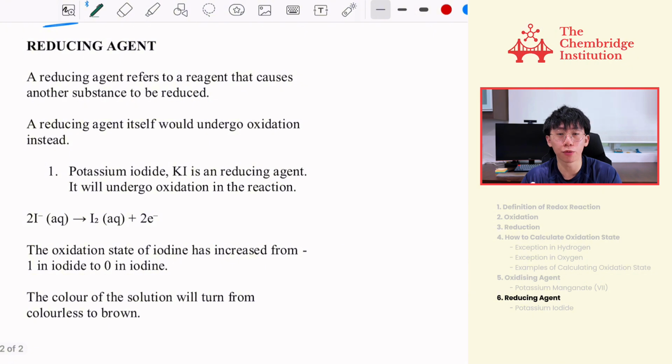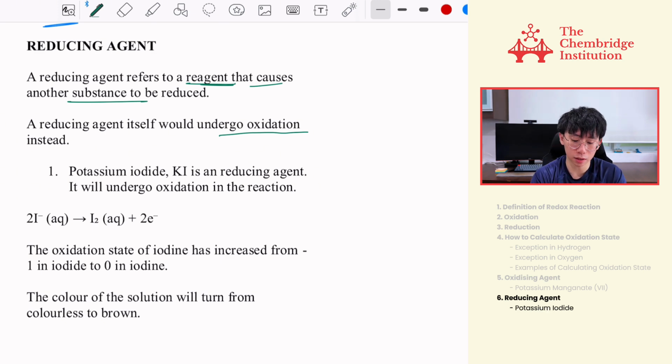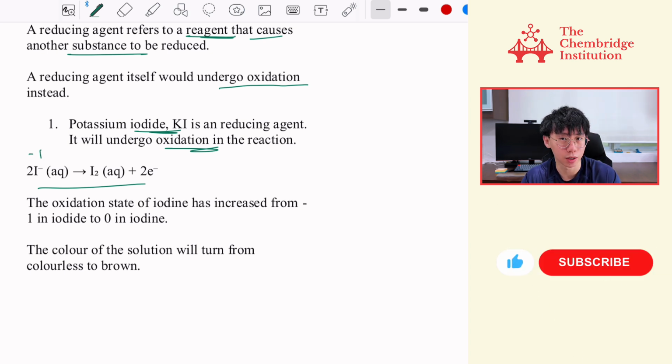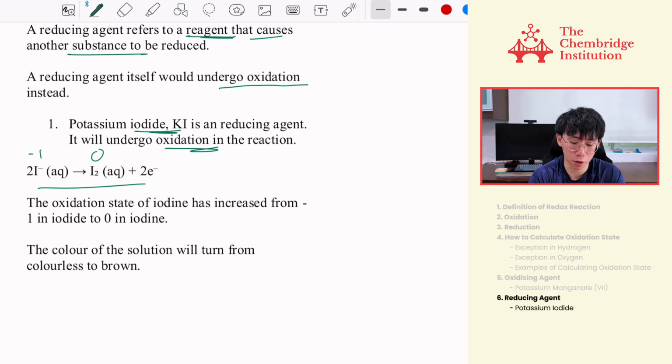Then we can talk about our reducing agents. Reducing agents are the opposite, so they cause another substance to be reduced. So they themselves will be the opposite, they will be oxidized. They will undergo oxidation. For example, potassium iodide. This is one that we have to remember. It's a common reducing agent, and it will undergo oxidation. So this is the reaction. You'll realize that it goes from -1, because it's an I- ion, to I2, a pure element, so this is a 0 oxidation state.